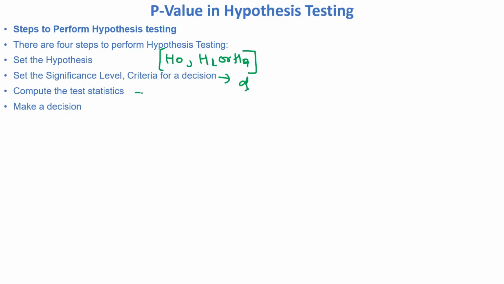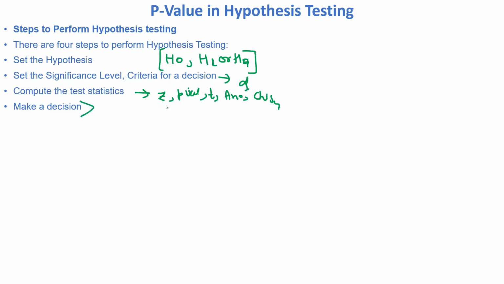After that, we will compute the test statistic. We can use the Z statistic, the p-value, the t statistic, the ANOVA statistic, or the chi-square statistic. There are many statistics we can use to test the null hypothesis. Then, on that basis, we make a decision.